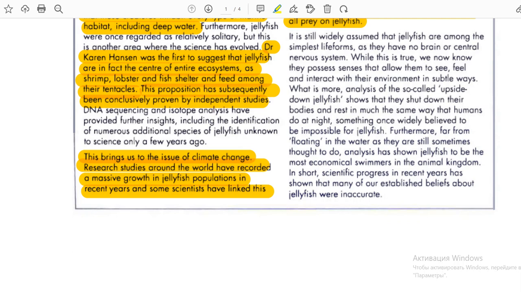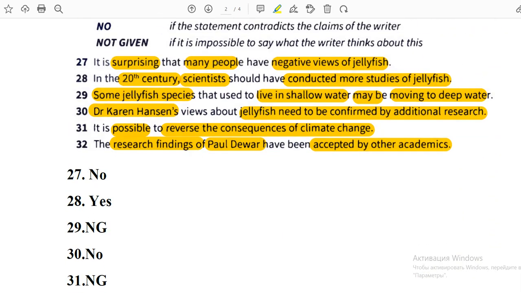So, this is not given. Why is that? Because the point the writer is making is that climate change may or may not be responsible for increasing jellyfish populations. More research is necessary to find out. The writer also makes no comment about whether the consequences of climate change can be reversed. So let's go further to our final statement.